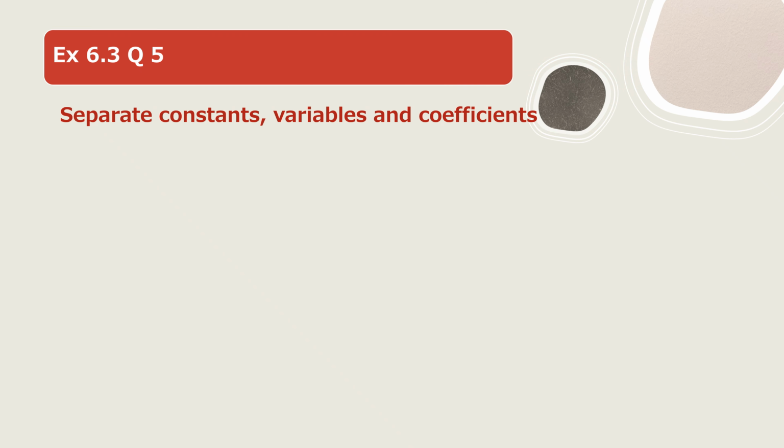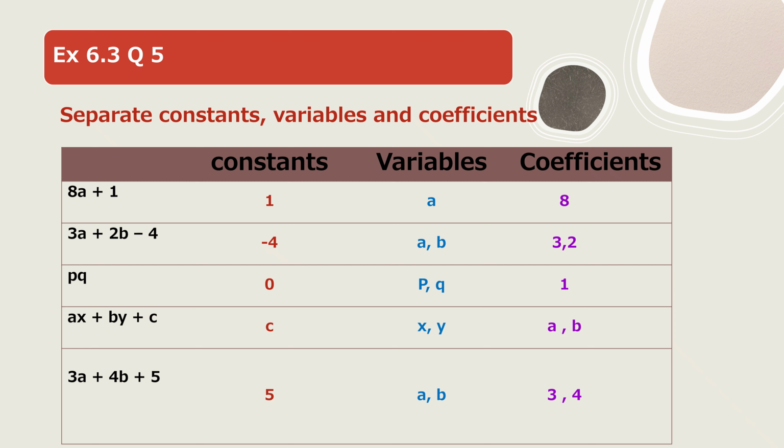This is exercise 6.3 question number 5, separate constant variables and coefficient. Now at this stage you must be able to separate the parts from the algebraic expressions like a pro. Now let's see if you can do it. You can make a table like this to separate the constant variables and coefficients from algebraic expressions. The first expression is 3a plus 1. 3 is coefficient, a is variable and 1 is constant.